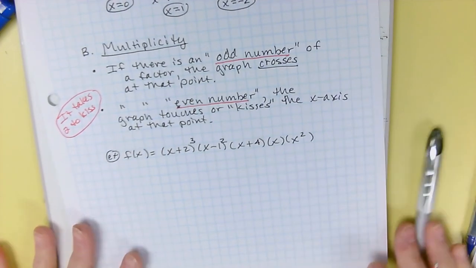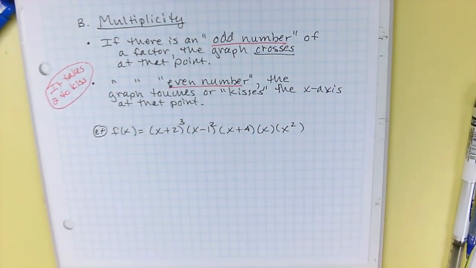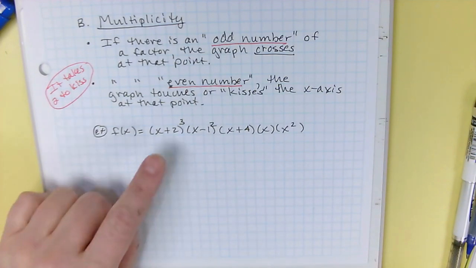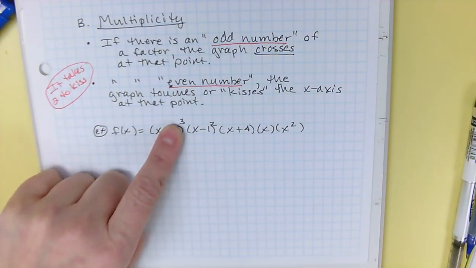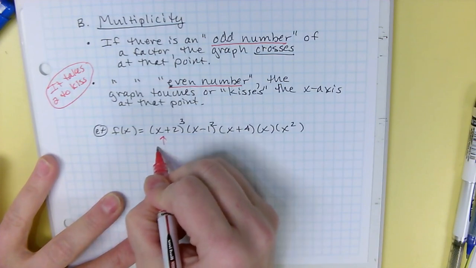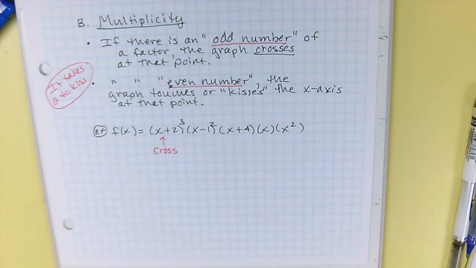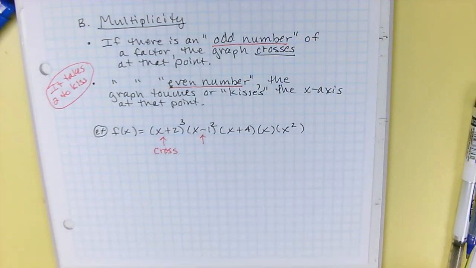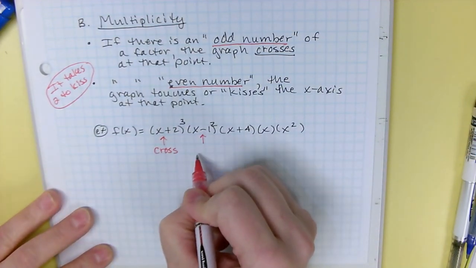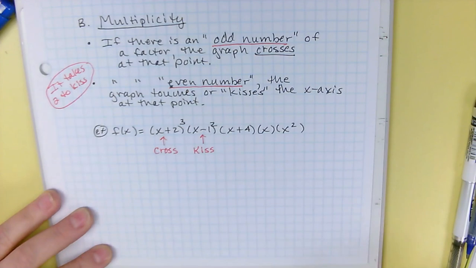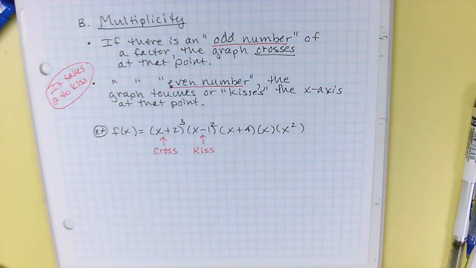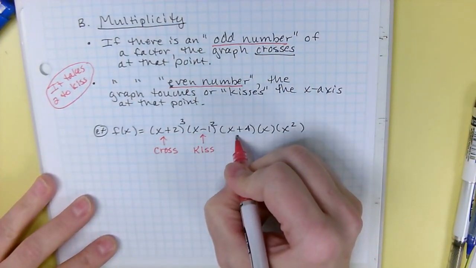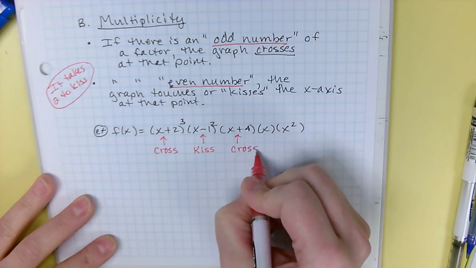Okay, so the number of factors tells you if it's going to kiss or cross. For the first one, it's to the power of 3. That's odd, so this one's going to cross. The next one is to the power of 2, so there's 2 of them. That's even, so that's going to kiss. It's going to touch at that point and turn back around. X plus 4, there's only 1 of them, so it's going to cross.